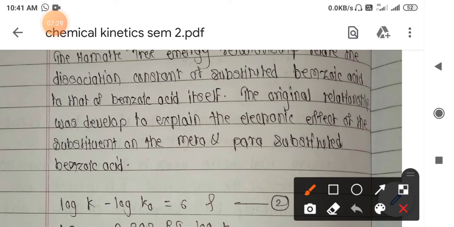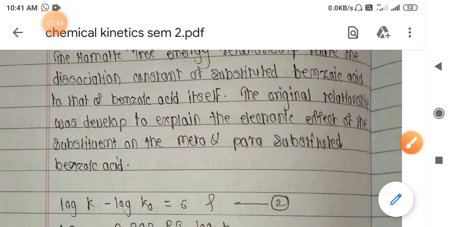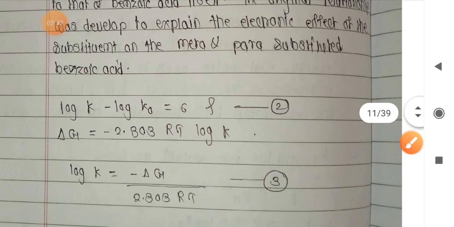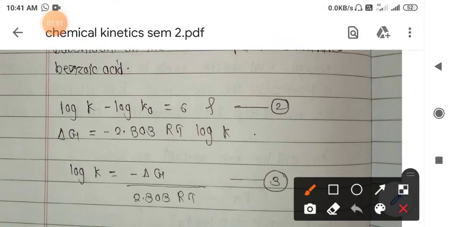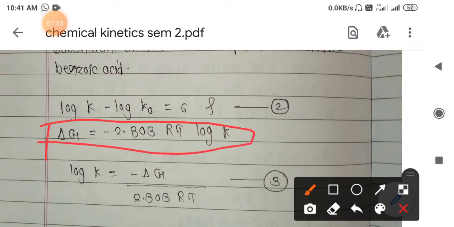So the Hammett linear free energy relationship can be derived by using the relation between dissociation constant and Gibbs free energy. The original relationship was developed to explain the electrostatic effect of the substituent on meta and para substituted benzoic acid. Now there is another equation which relates the Gibbs free energy with its dissociation constant.